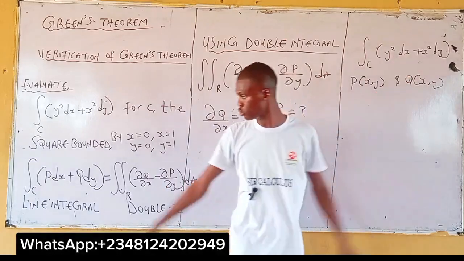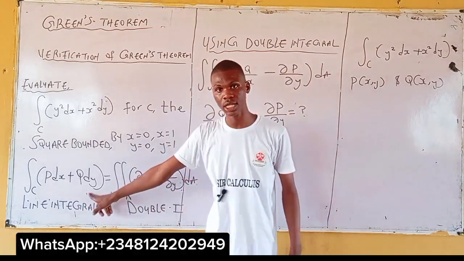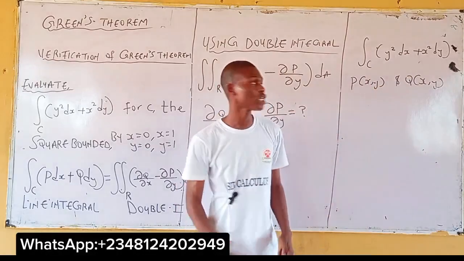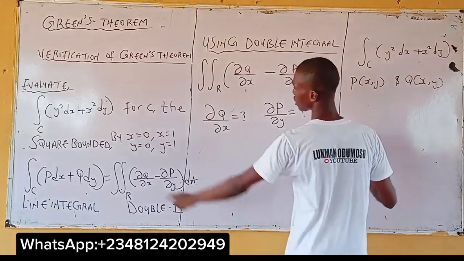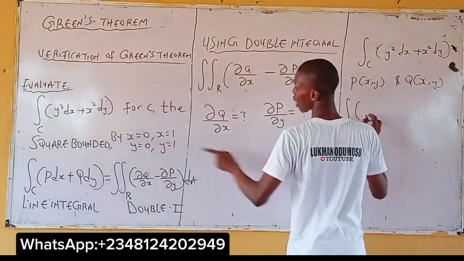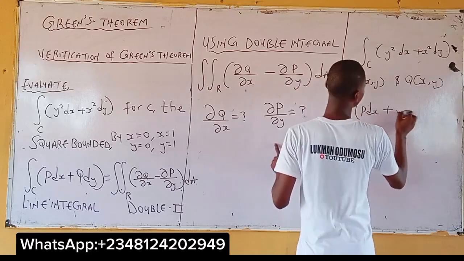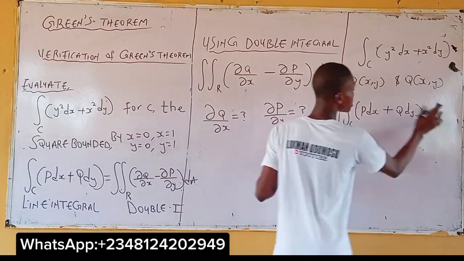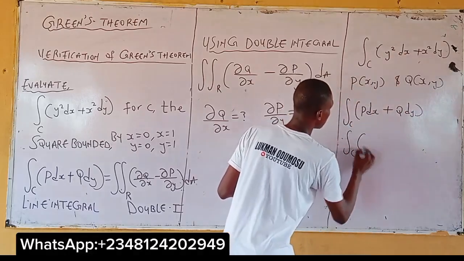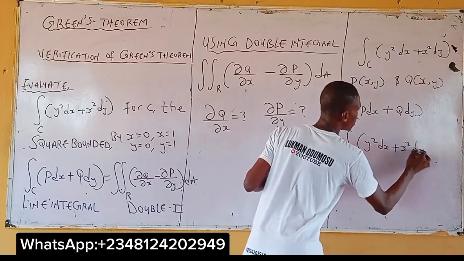Relate this given question to your line integral. Now identify what's the function of P. P is what? y squared. Let's do a comparison to see how it works. From your line integral, this is what you have, right? Integral over C of P dx plus Q dy. This is the line integral. Relate it to your given question, meaning integral over C of y squared dx plus x squared dy.